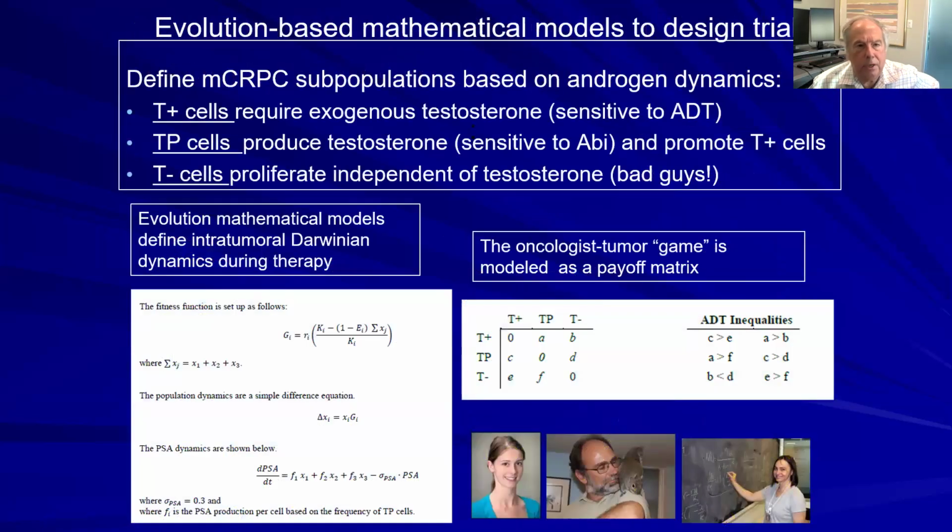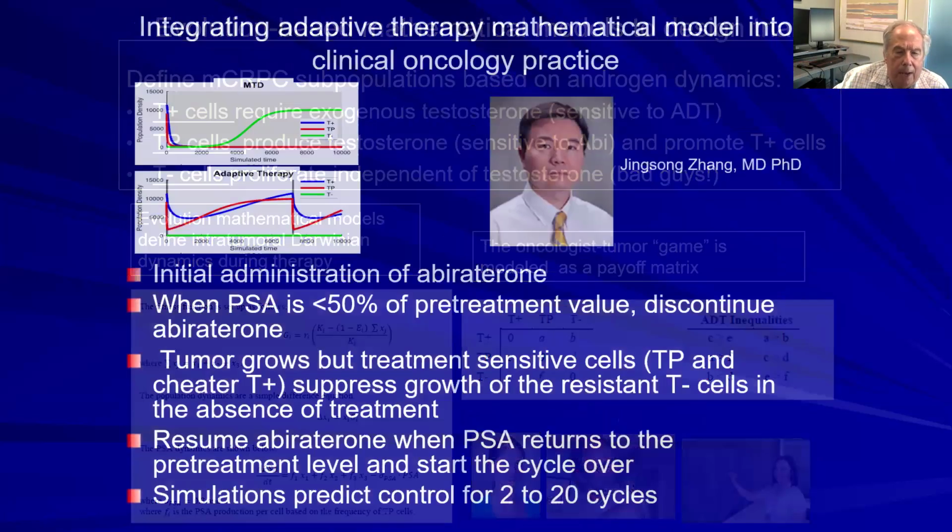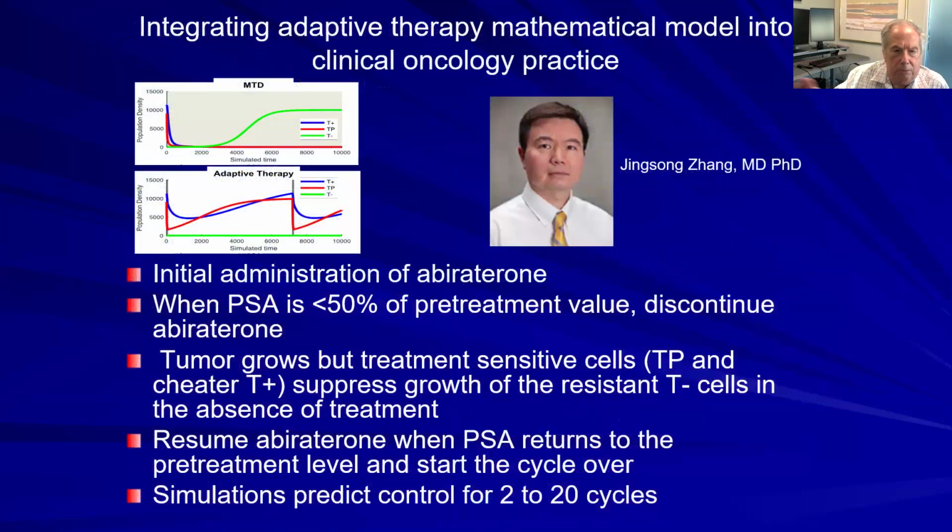The first trial in this has been published, and I'll just briefly go through. Mathematical models were developed based on the interaction of metastatic prostate cancer cells with their main driver, which is testosterone. We defined subpopulations, and the treatment in this case was second-line therapy with abiraterone. I won't go through the details of this. We can discuss that later if you want. But the very simple therapy, just Dr. Jinzhan Zhang was the PI of this and essentially ran the trial.